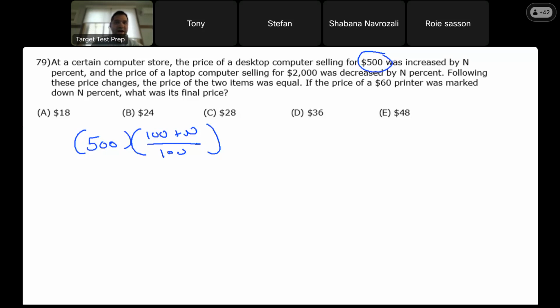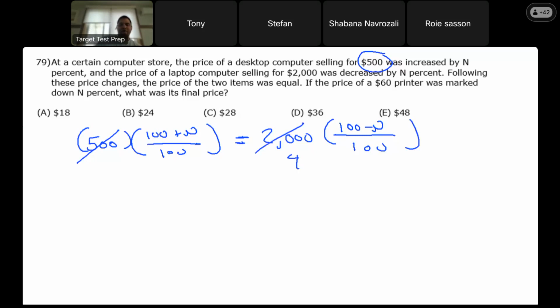And then we see that it's equal to a price when it's decreased by (100 minus n) over 100. So if you just get to this point here, you're pretty set, right? There's not a ton more you have to deal with. You can obviously reduce down, you can make that 4, and then you're just distributing, cross-multiplying, and solving, and that's how you're coming up with 24.